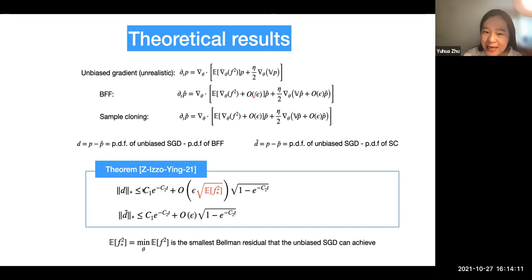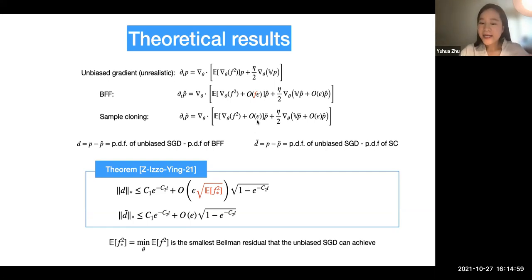The difference decays exponentially and stabilizes at a point of order epsilon times the square root of the expectation of F squared star. This term is the smallest Bellman residual that unbiased SGD can achieve. But for sample cloning, it will stabilize at an error of order epsilon, which is much larger than this term, because this term is usually very small. So this is why our method performs much better than the sample cloning method. Theoretically, we explain this by the Fokker-Planck equation.